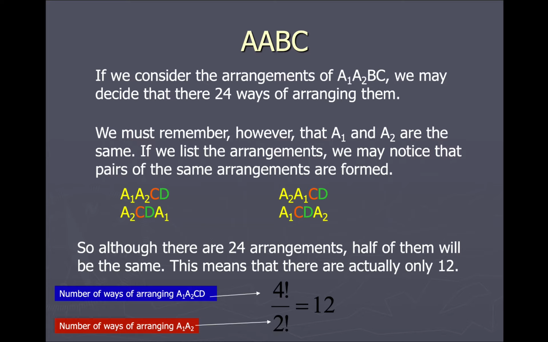Mathematically, the number of ways of arranging A1, A2, B, C is 4 factorial, 4 times 3 times 2 times 1. But knowing that A1 and A2 are the same, we need to divide by how many ways there are of arranging A1 and A2. So we divide by 2 factorial. 4 factorial divided by 2 factorial is 12.